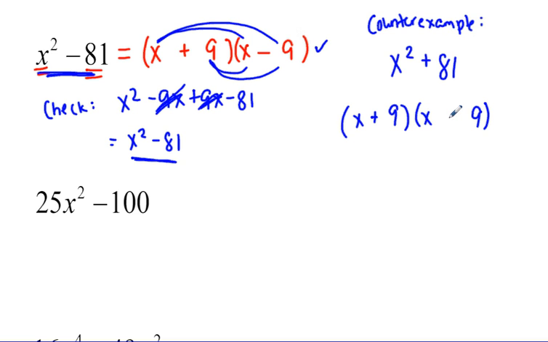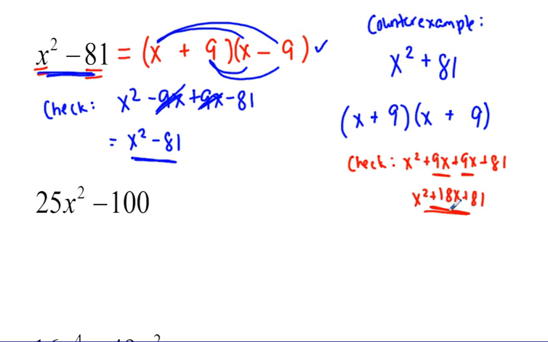Let's go with two plus signs in between. This time, if I check my work through FOILing, I'll get x squared plus 9x plus 9x plus 81. But you'll notice a plus 9x and a plus 9x is going to give me an 18x in my center. And now my solution when I FOILed does not match my original problem. So we know that the two plus signs are not going to work. One more option that we have is to try two minus signs in between.